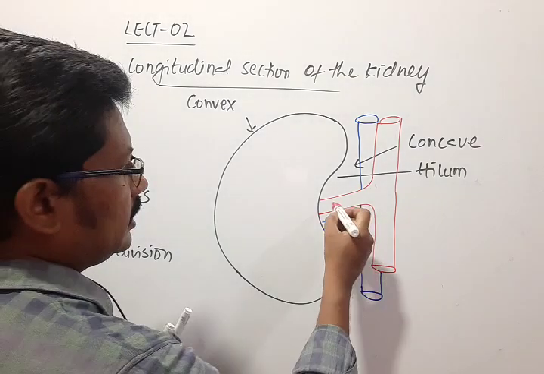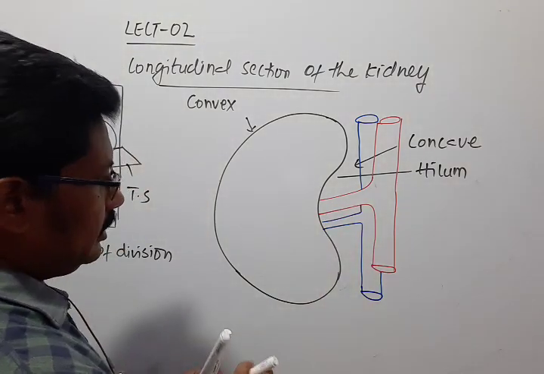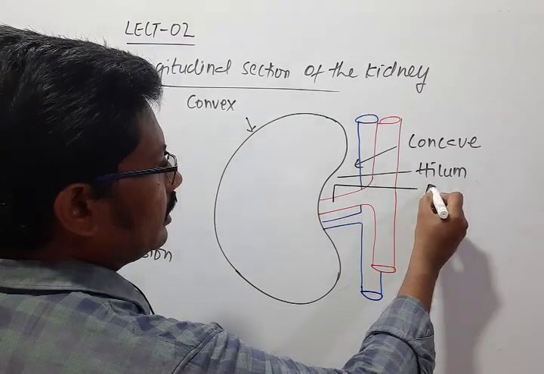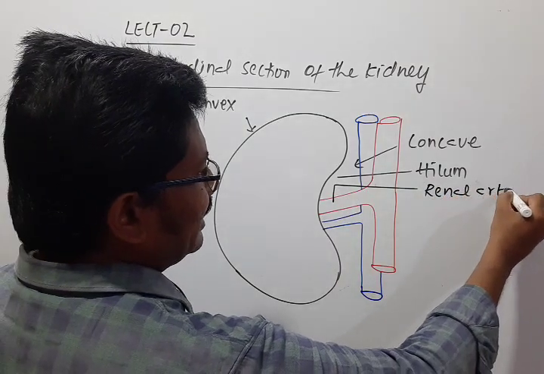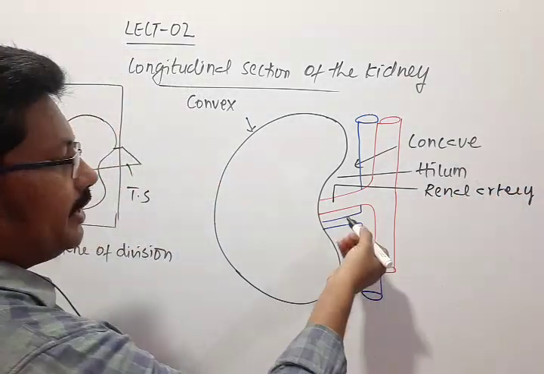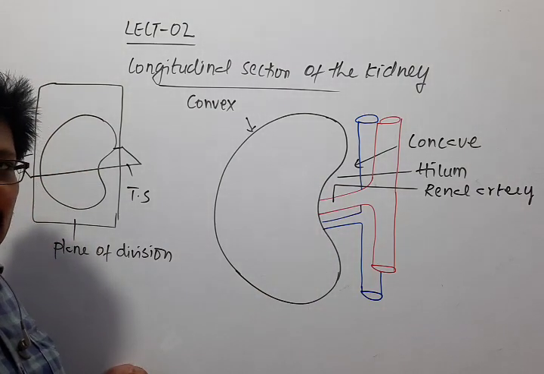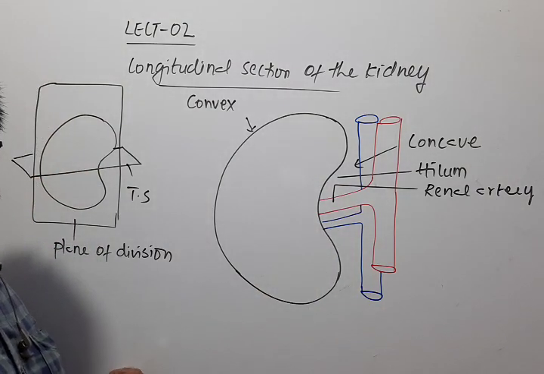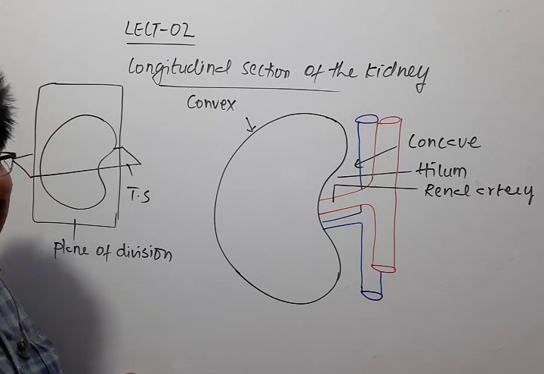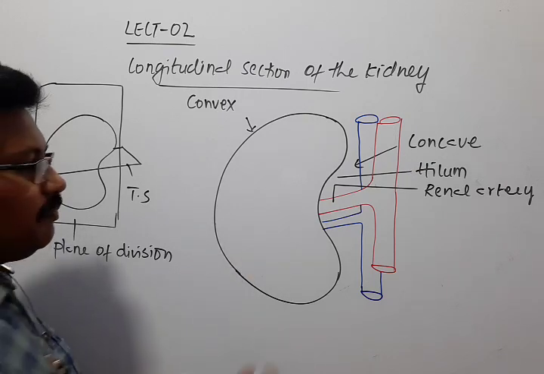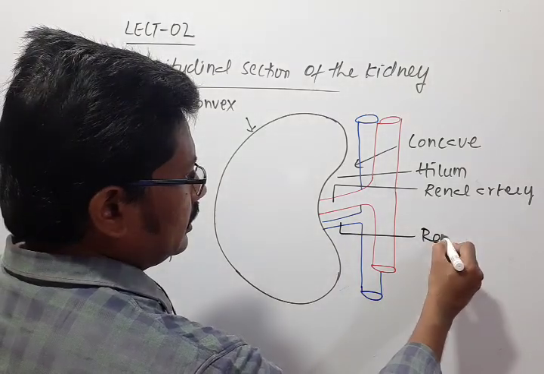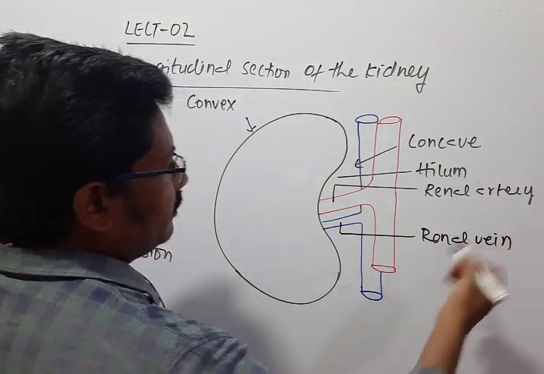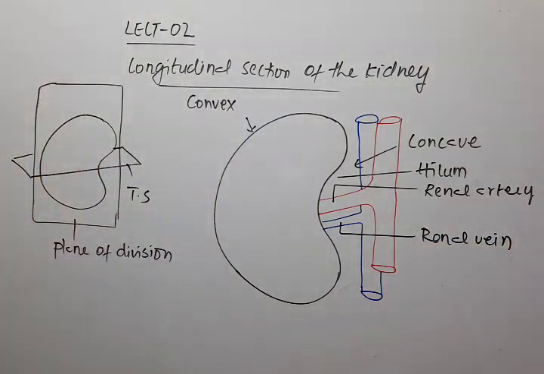So this is the part we call the renal artery. This renal artery, after entering into the kidney, will further divide to form arterioles, which we will see later. And this is the renal vein. So the hilum is the location where these arteries and veins enter and come out.